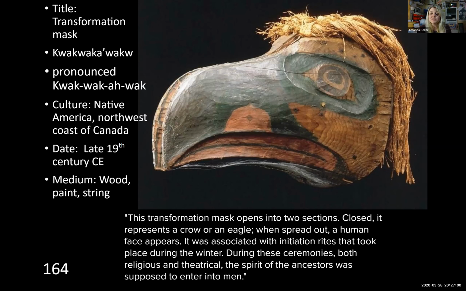The mask opens, it splits in the middle and opens into two sections. Closed, it looks like some sort of bird, right? And we can see feathers or what might be hair on the back. You can obviously see the beak and the eye. When it opens up, you see a human face right in the middle. And on either side, on these kind of wings that are the inside of that shape of the face, there are going to be symbols that relate to this particular person, this particular family, this particular lineage, right?